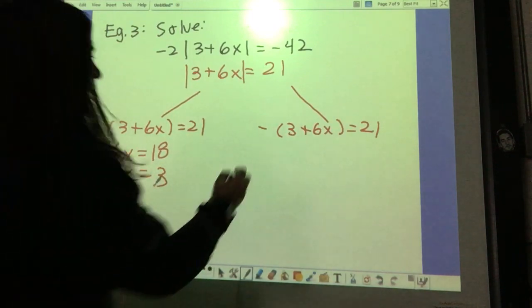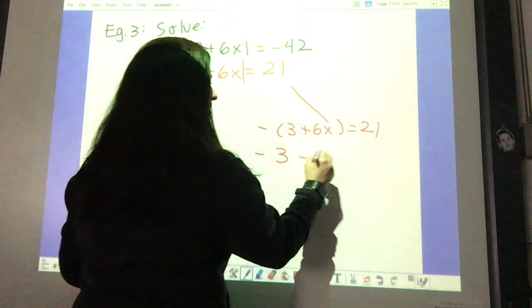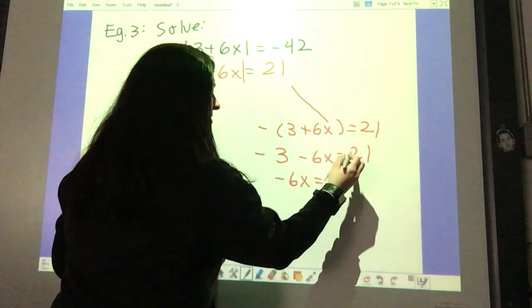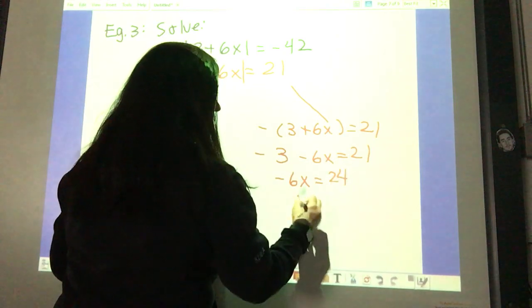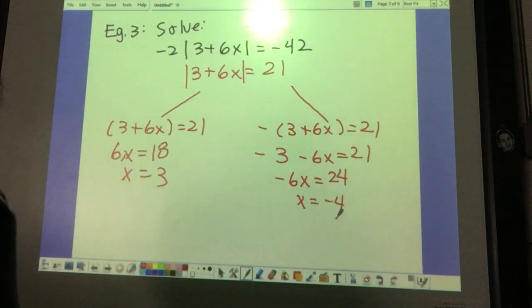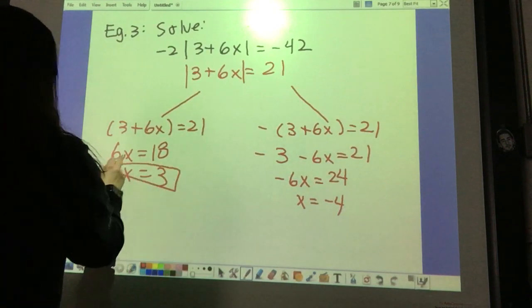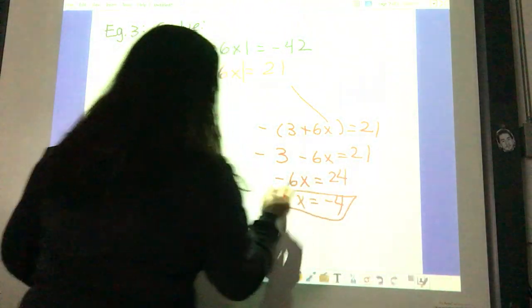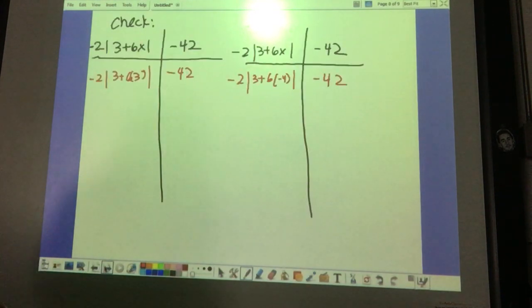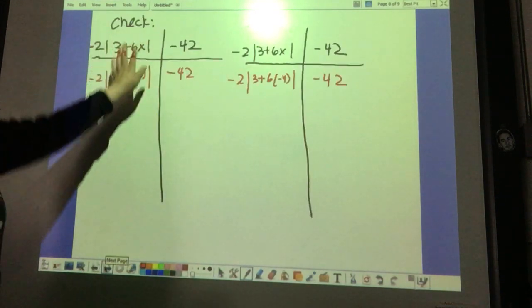And then on this side, when we work it through, minus 3 minus 6x equals 21. So minus 6x equals 24. So on this one, we have negative 4. So the two values we are testing are x equals 3 and x equals negative 4. Okay, we're not done. We just have to do another t-chart. So we try that. I've already set it up and inserted.